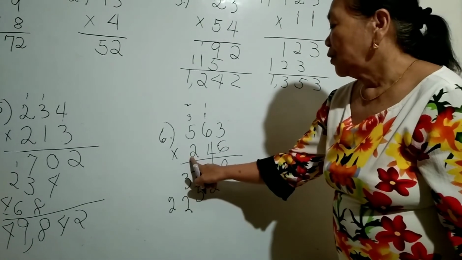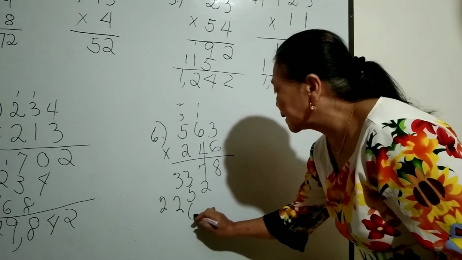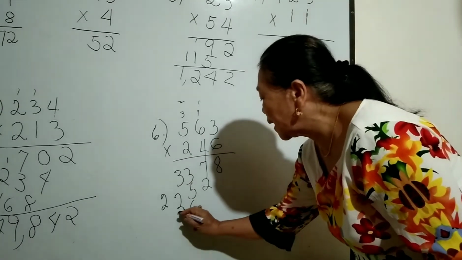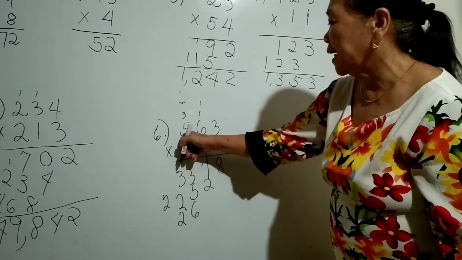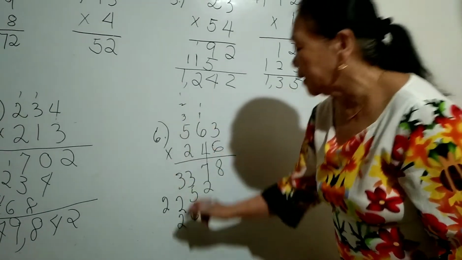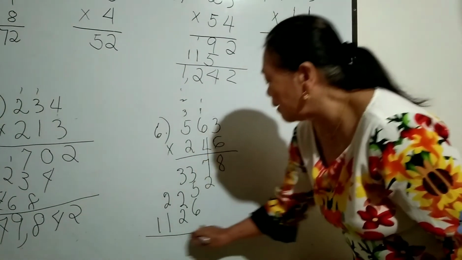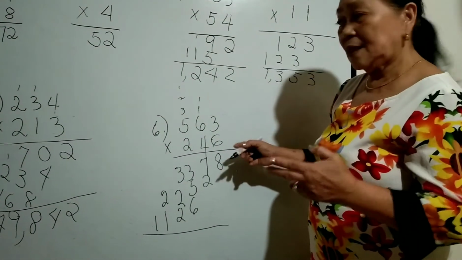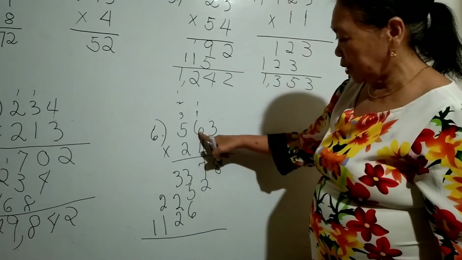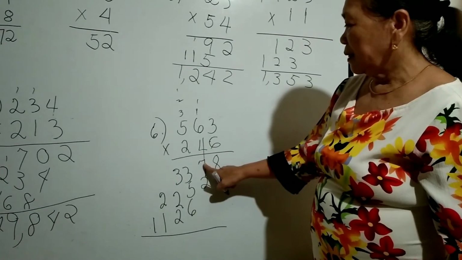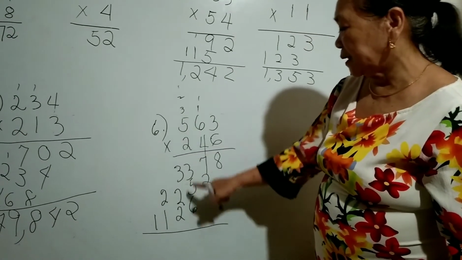Okay. 2 times 3, it is 6. 2 times 6, 12. Carry 1. And 2 times 5, 10 plus 1, we have 11. Again, maybe it's good that we're going to review. This is 18, carry 1. This is 36 plus 1, 37. 37, 3. Then this is already 30 plus 3, 33.